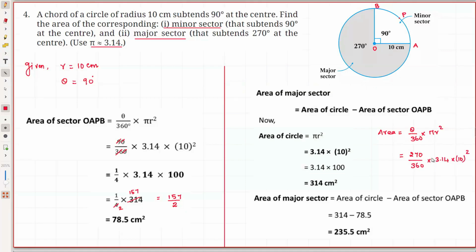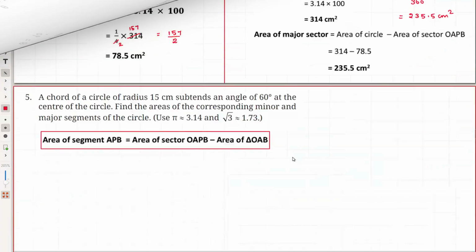So simplify this. You will be getting the same answer, 235.5 centimeters square. So both are the same. Right. So now question number 5.